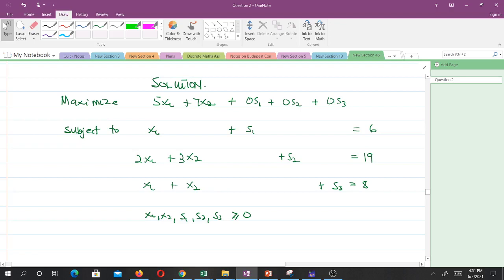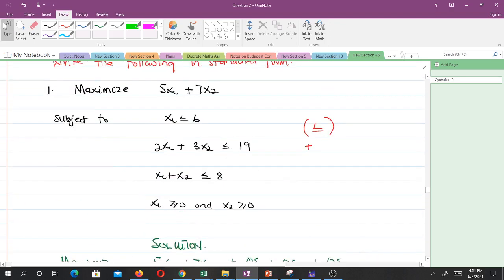So you see we have how many constraints? We have 1, 2, 3. So that means you are going to have 3 slacks, because the first one is going to take S1, the second one will take S2, and the third one will take S3. Note that this here is the non-negativity constraint.